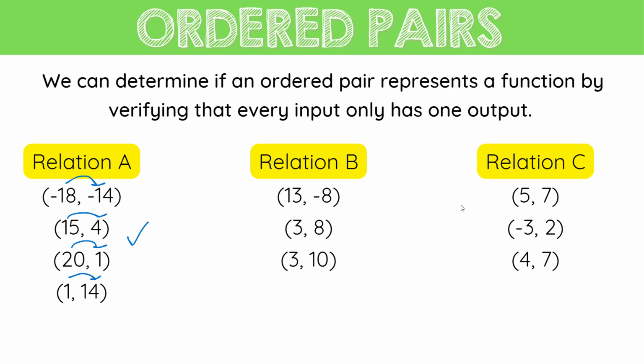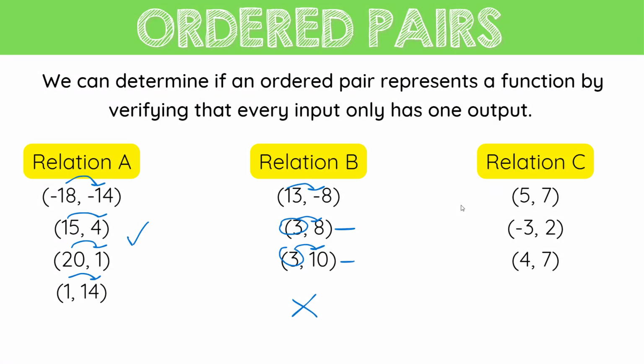Let's move on to relation B. So 13 goes to negative 8, 3 goes to 8, and 3 also goes to 10. As soon as you see that we have the same number twice for an input and they have different output values, this is not going to be a function. 3 cannot go to 8 and 10 at the same time.